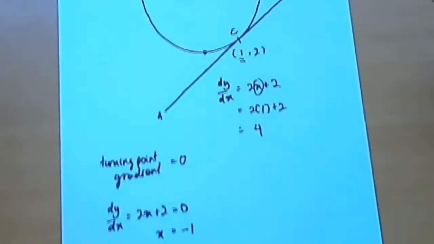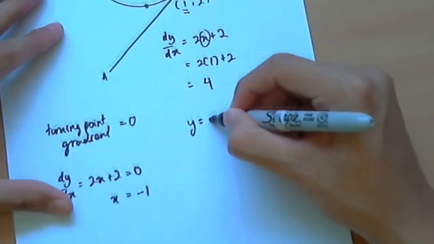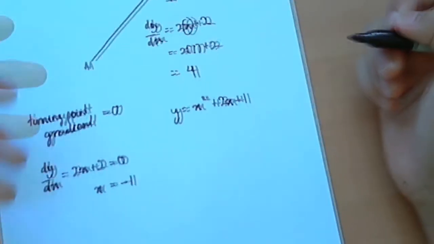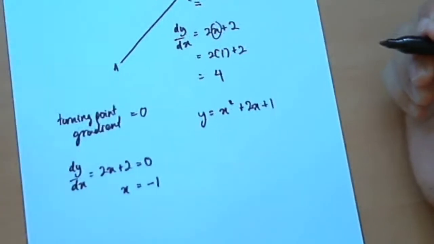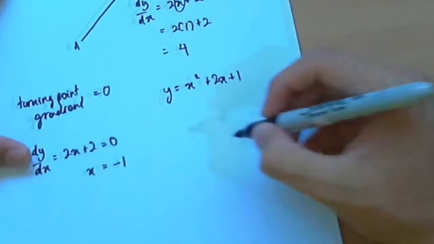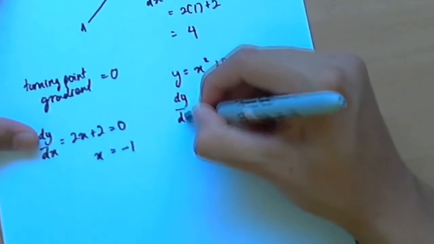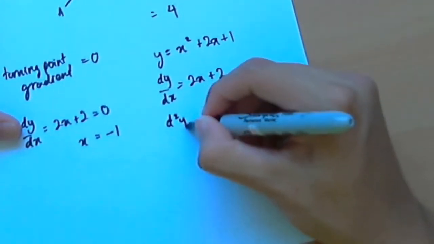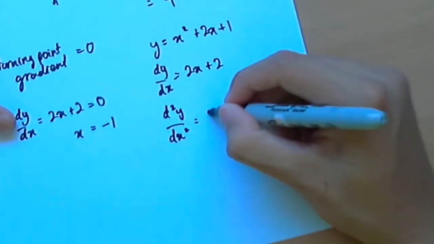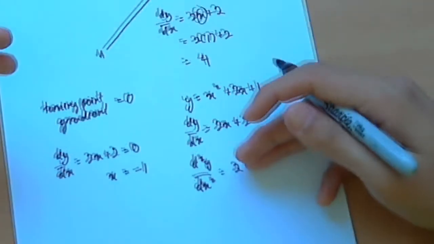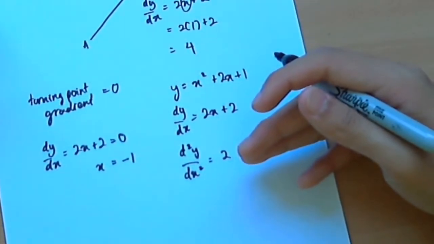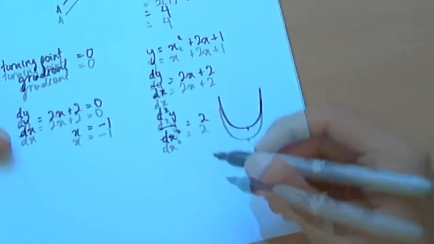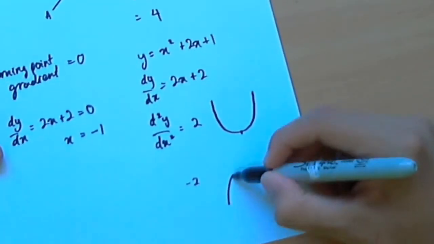Next, the question might only give us the equation of the curve, but then it asks us to determine whether the curve has a maximum point or a minimum point. So what we're going to do is, first we differentiate it once, and then we differentiate it again. First of all, if the value you get right here is a positive value, you're gonna get a minimum point. But let's say we get a negative value, then we're gonna have a maximum point.